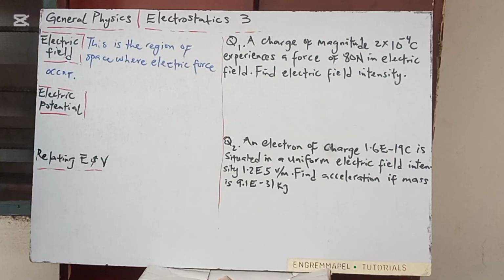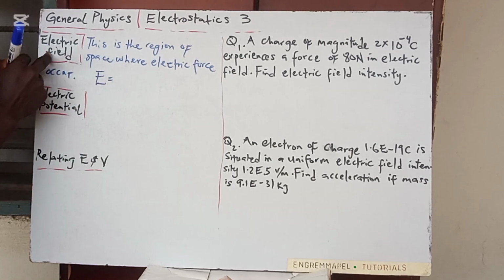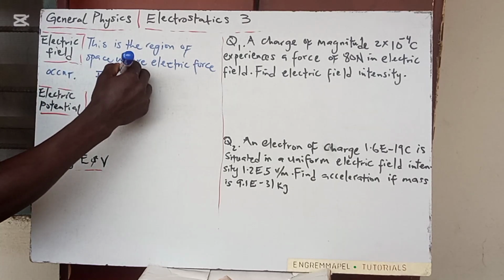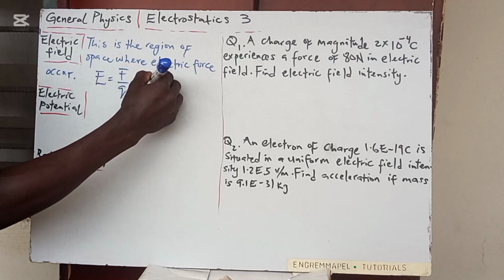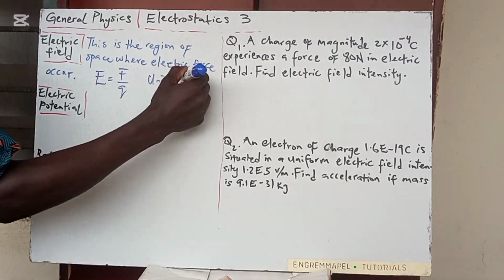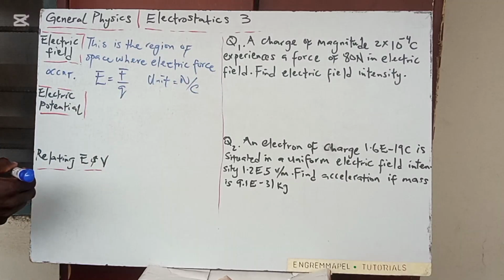So electric field is also often known as force over charge. When you are dealing with electric field intensity, you can either call it electric field intensity or electric field. So it is known as force over charge, and the unit of that, force is in Newton, while charge is in coulombs. So that is Newton per coulomb. We also have electric potential.